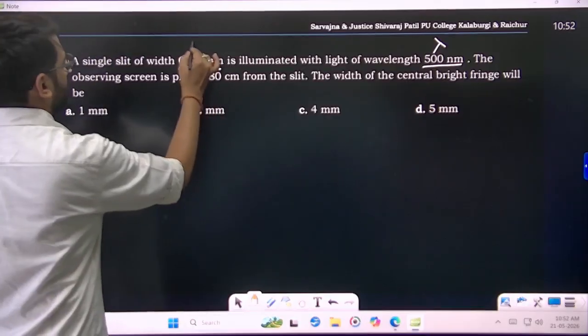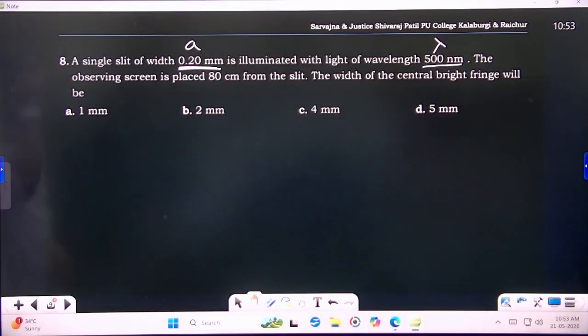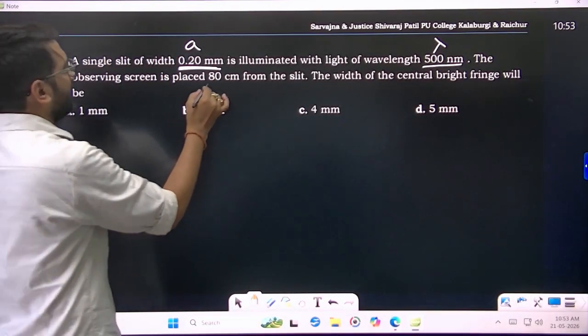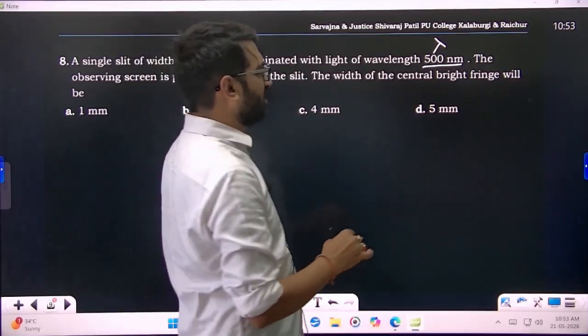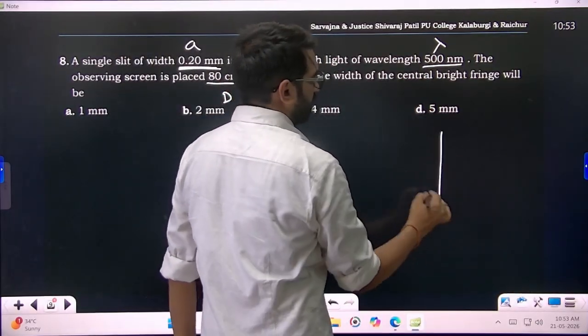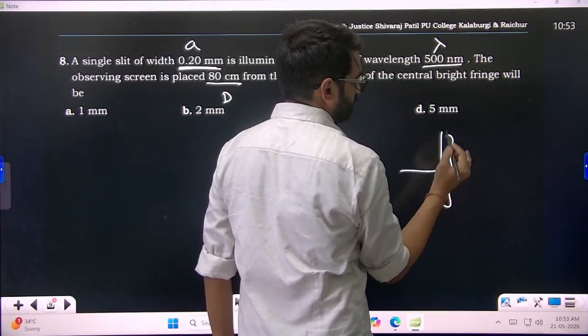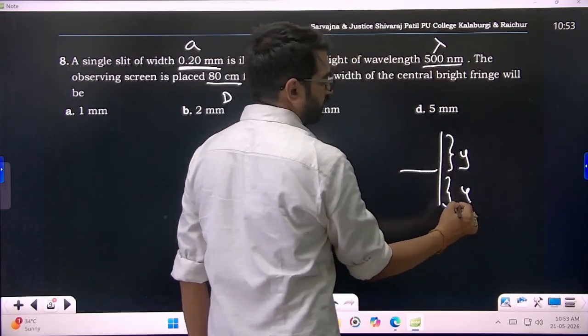Single slit, this width is a, in diffraction. The observing screen is 80 centimeters, capital D, from the slit. The width of the central bright fringe will be, this is y and this is also y.